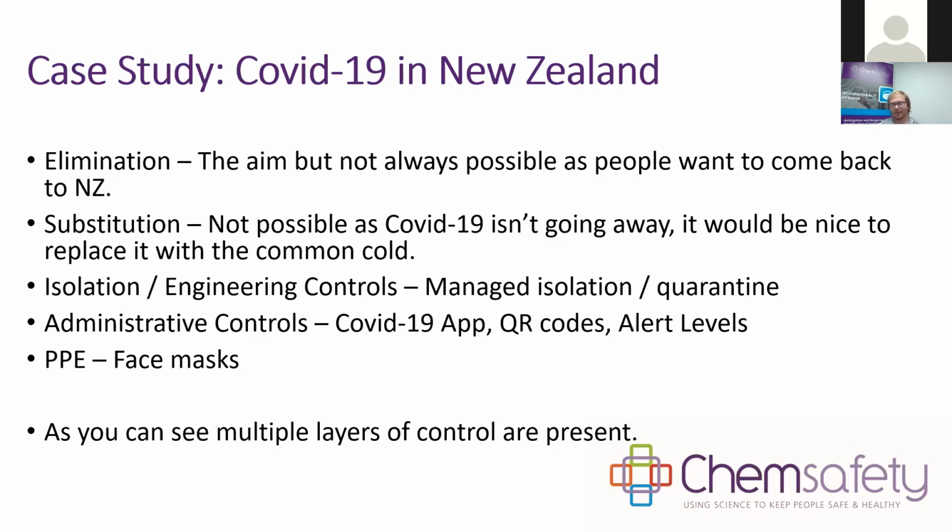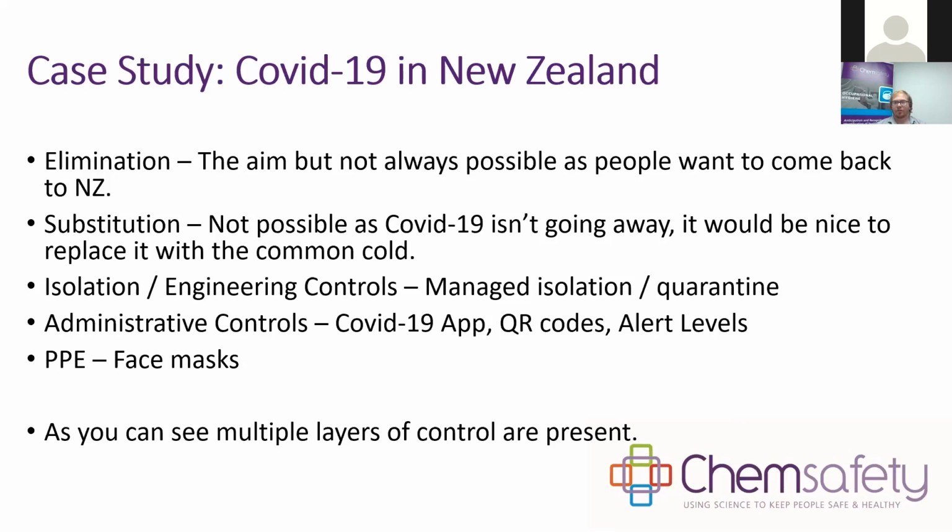So we go down to the next step of the hierarchy of controls, isolation and engineering controls. So this is the managed isolation or quarantine. So we're putting people in the managed isolation for 2 weeks. They've got their ventilation systems, all that's in place to protect, isolate the virus from us so that it's not contagious when these people get released back into the general population.